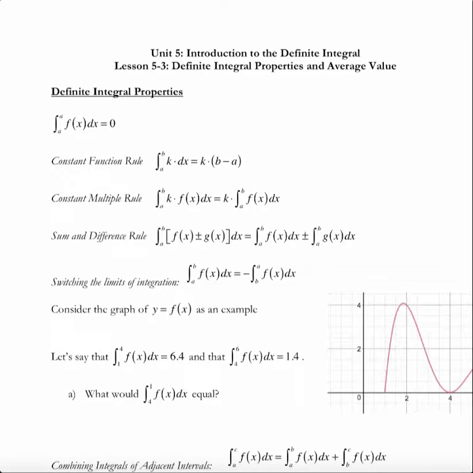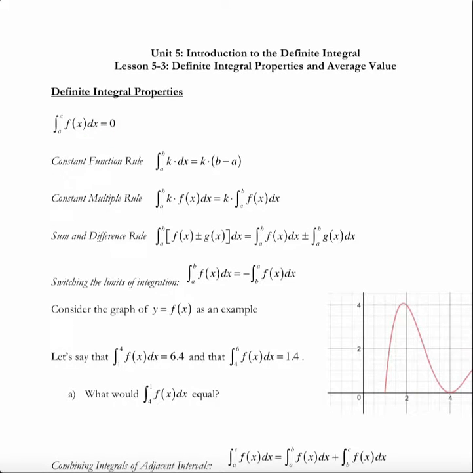So the first property we want to talk about is that if you were taking the definite integral of f of x dx, but your limits of integration are the same, so from a to a, well, you're kind of taking the area under the curve, but your interval for which you're taking the area is zero. And so that makes sense that if your limits of integration are the same, that definite integral is going to have a value of zero.